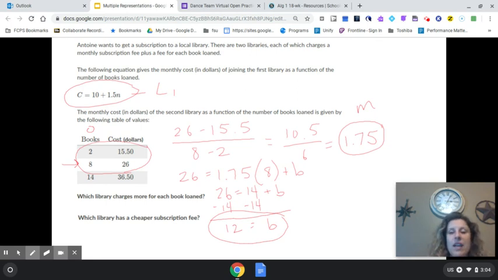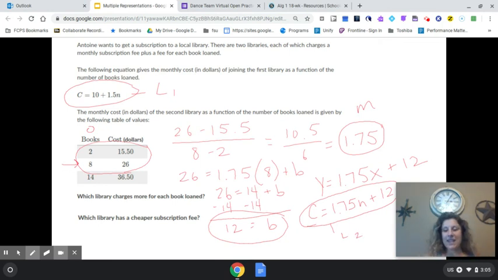So the second library is y equals 1.75x plus 12. Or if I use the variables that they did for library 1, they're using C for y and n for x. So the cost would equal $1.75 times the number of books plus 12. This is my function for library 2.